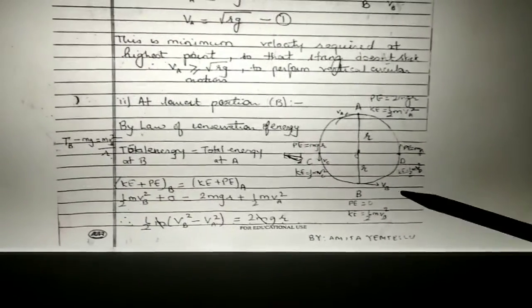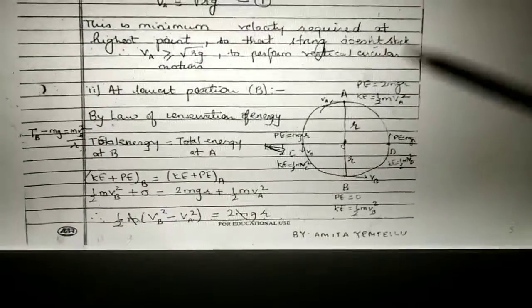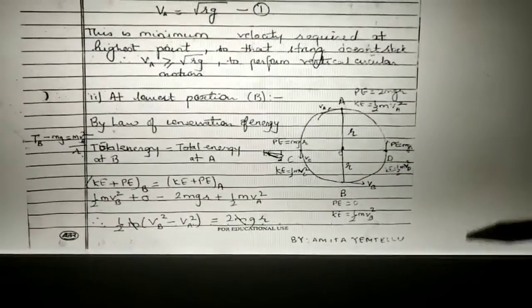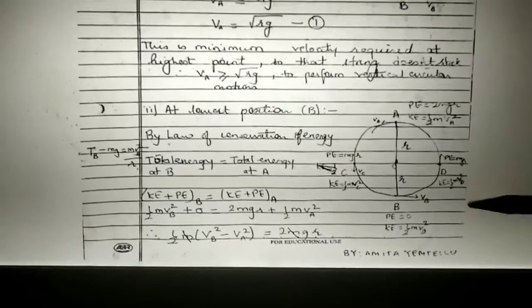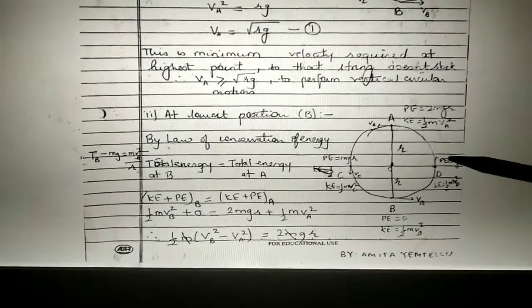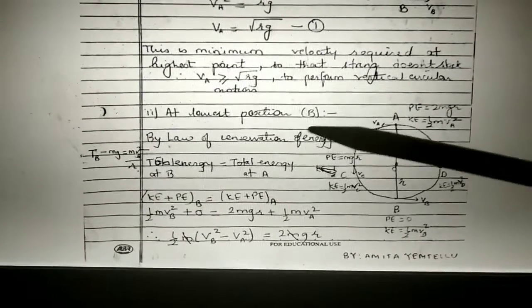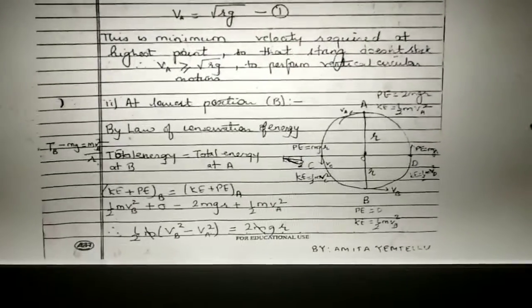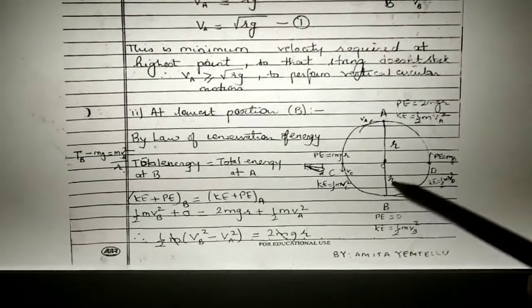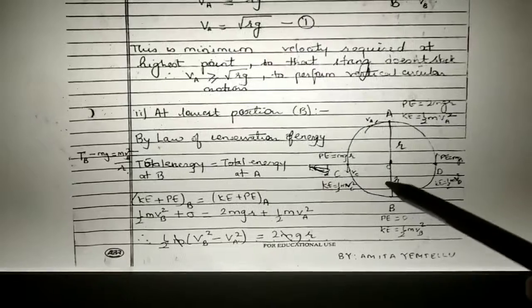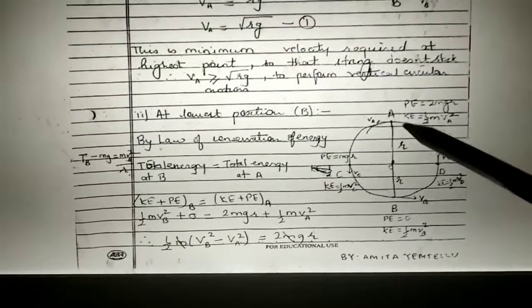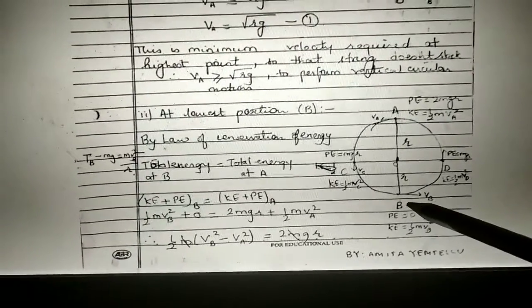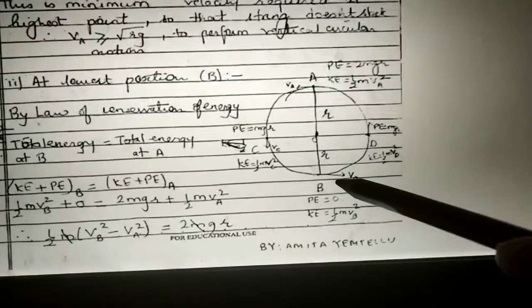So now at lower position B, one diagram is shown here. We will use the law of conservation of energy, which means you have to use your equation of total energy. Total energy is what? Kinetic energy plus your potential energy. For that, you have to find the energy at each and every point in this diagram. So now see, at first we will consider the lowest position B.